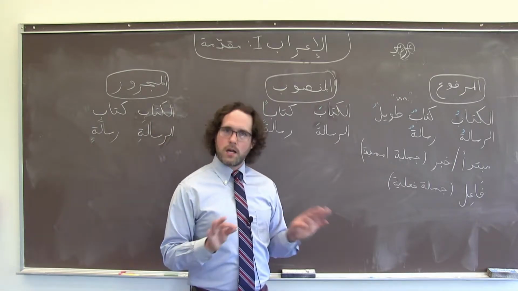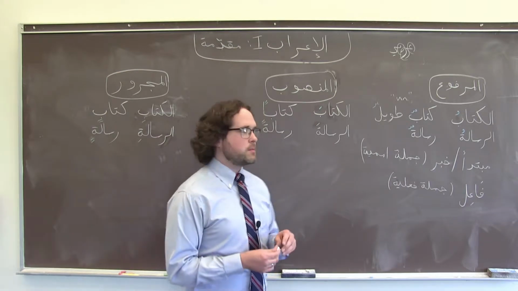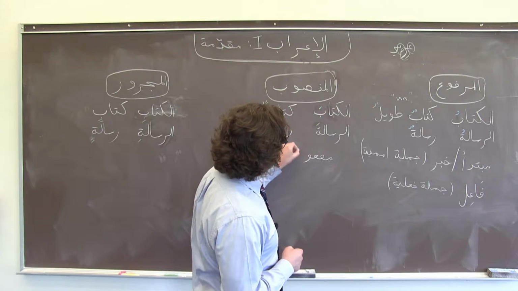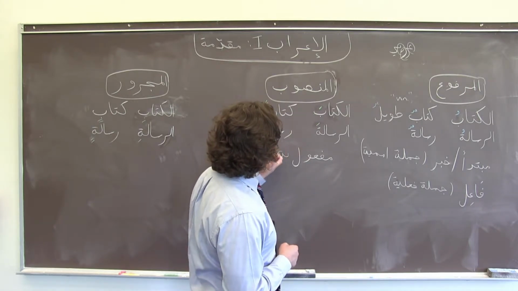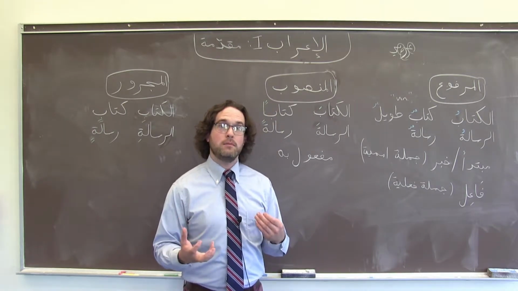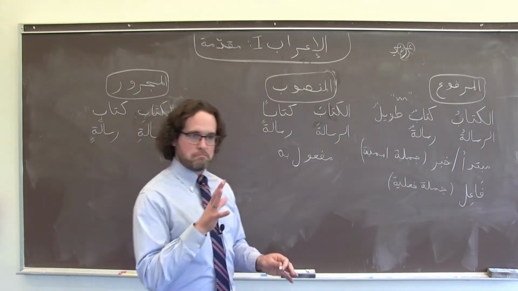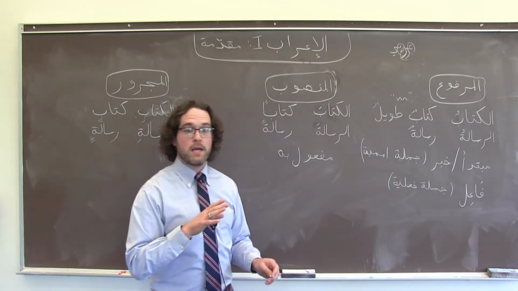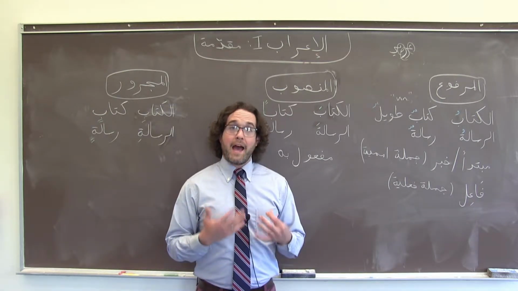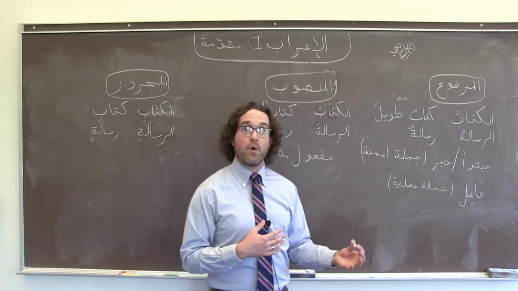Mansoob occurs in a couple of different cases. The most common one is probably direct objects, what we call in Arabic the maf'ul bihi. So if I say I ate an apple, apple is going to be mansoob. It's the direct object of the verb. It also is used for adverbs, including adjectives that answer questions like how or why.